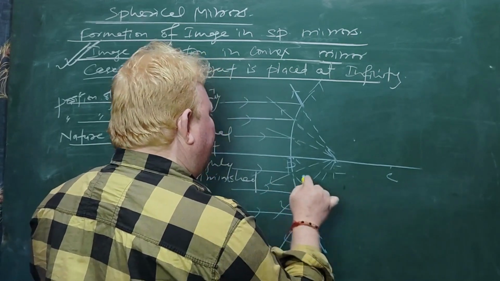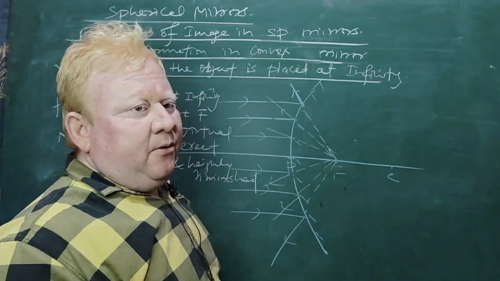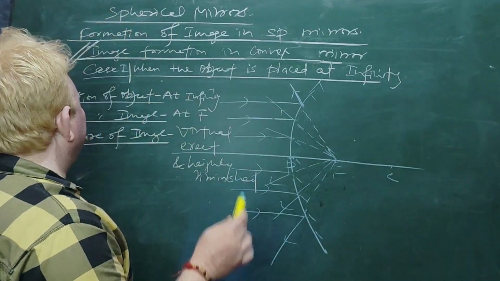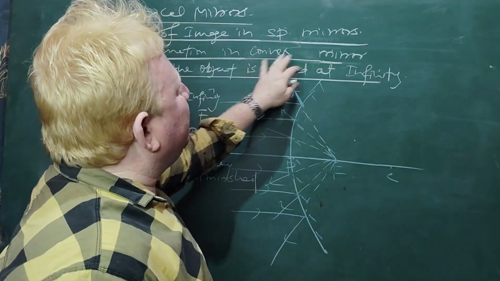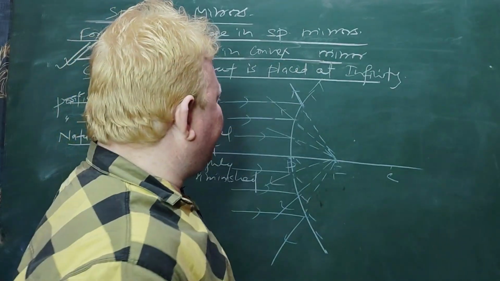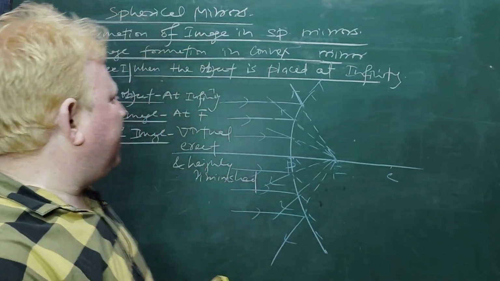So this way it will go. So all the light rays will appear to meet at this point only, where the image will be formed. So this is case number 1, when the object is placed at infinity in case of a convex mirror. Now moving on to case 2 in case of a convex mirror.